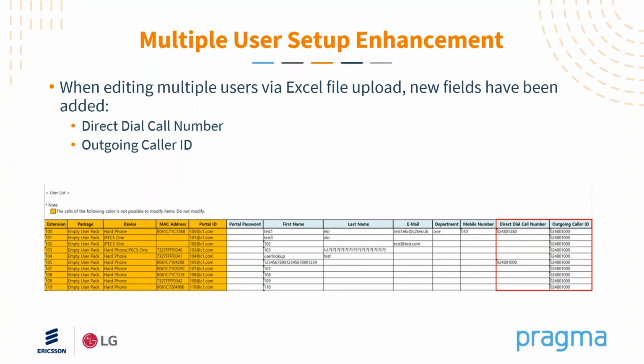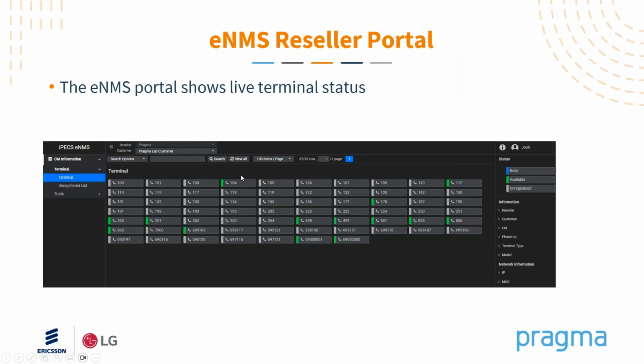So user setup enhancement. So I don't know how widely used this feature is, but there's an option after you've created users to do basically a bulk change via a spreadsheet. And there's just a couple of changes within version 6 where you can assign a DDI number as well as an outgoing CLI within the spreadsheet bulk upload change. So just a couple more fields that you can bulk change via a spreadsheet, via Excel.